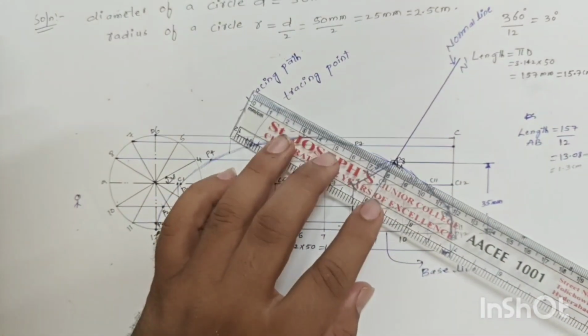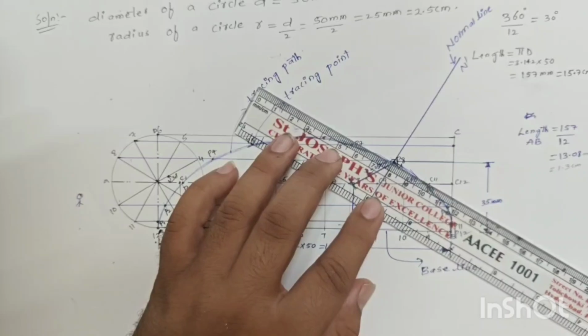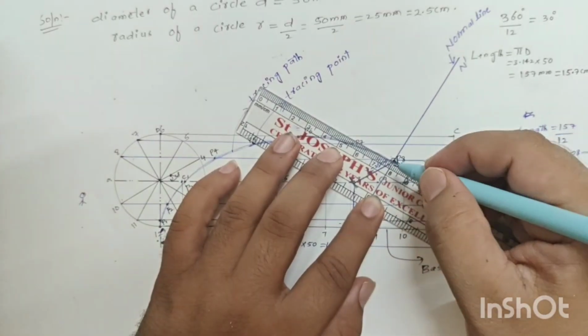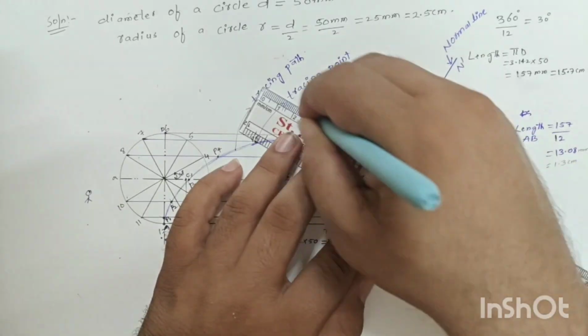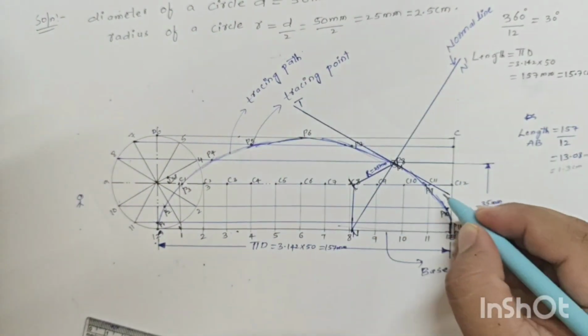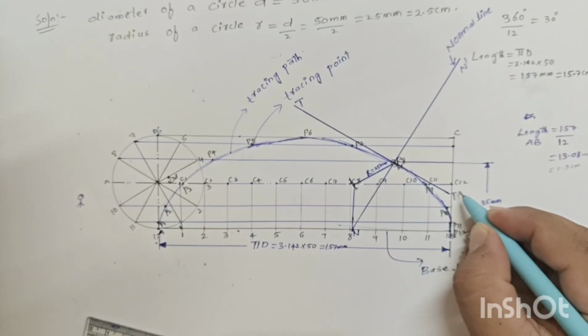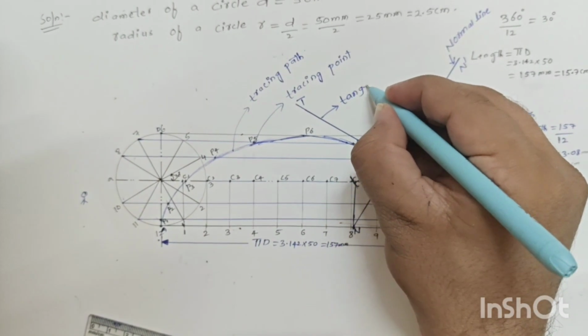We need to place a scale in such a way that this line makes the angle of 90 degree. So this center point median. From this point, draw the tangent line. So this point, what we can say here? Tangent point T and T dash. T and T dash is called as tangent line.